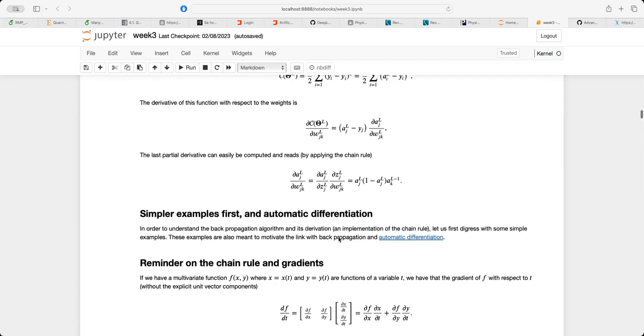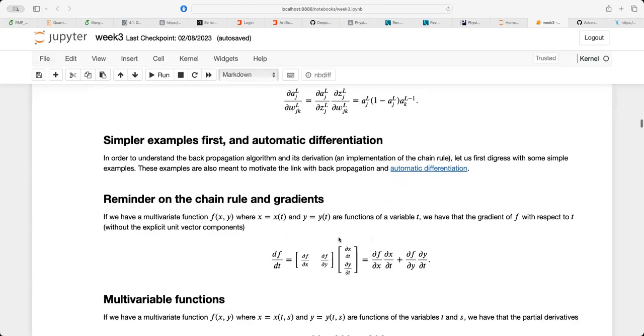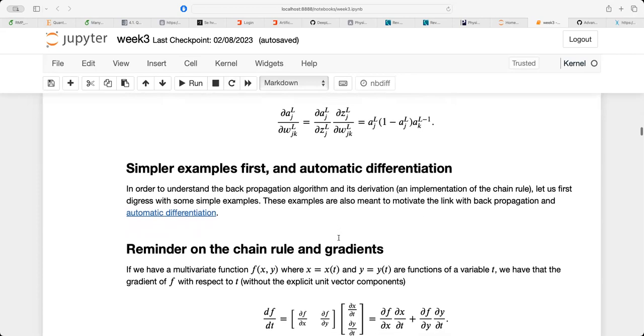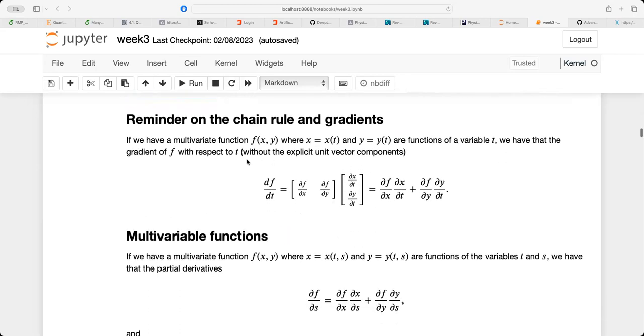But what I want to do now first is actually to give you a reminder on the chain rule and automatic differentiation. So if we have a function, just to quickly remind you of these derivatives, if we have a function which depends on x and y, where you have a dependency on t in x and y, then we know that the gradient, when I take away the different components, is now simply given by this expression. Hope you don't get offended if I repeat these things.